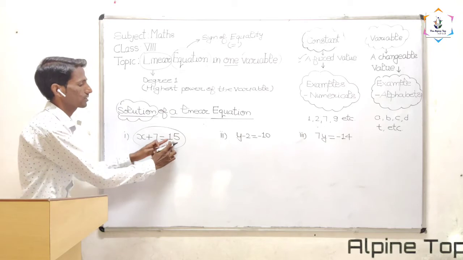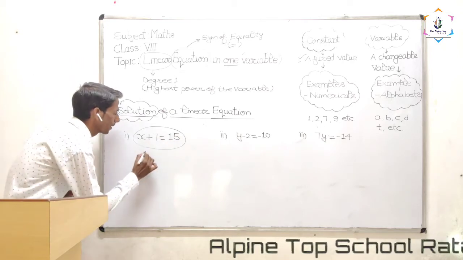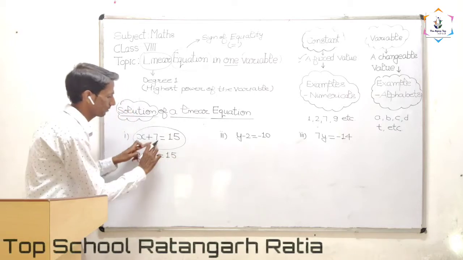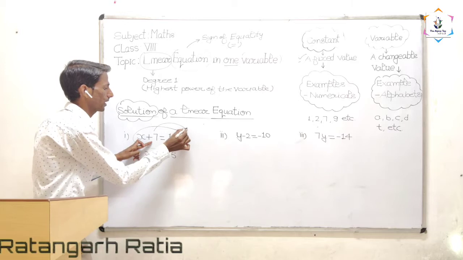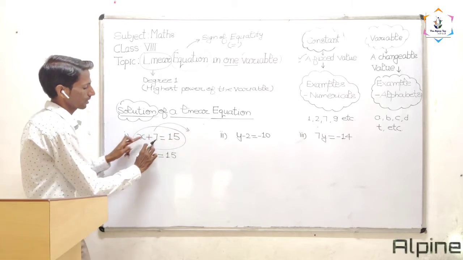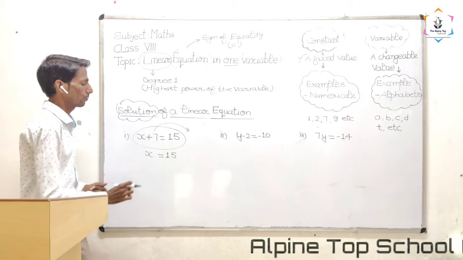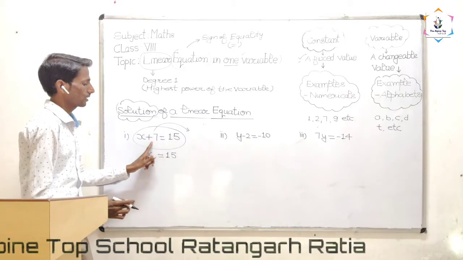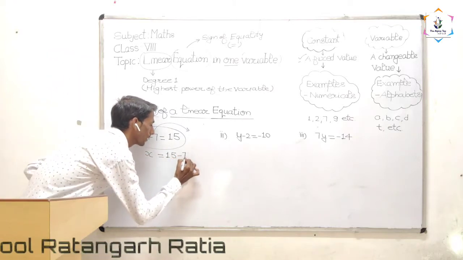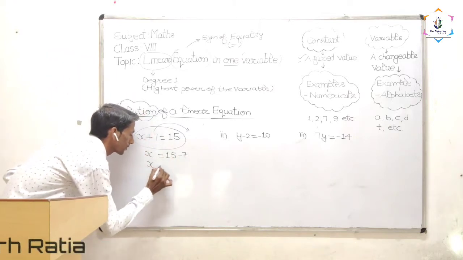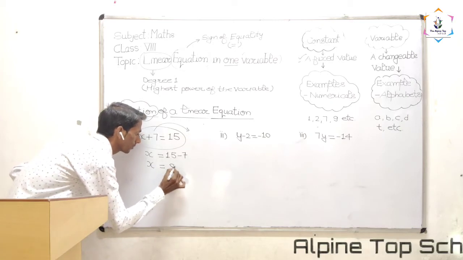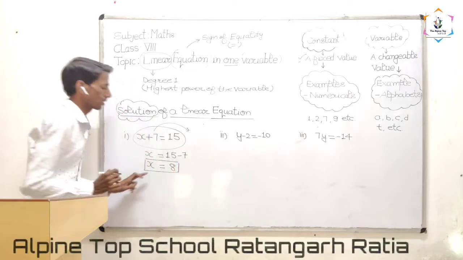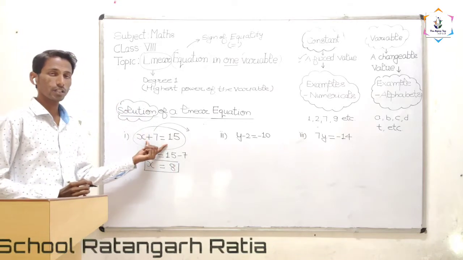x plus 7 is equal to 15. When we solve it, according to the transposition method, when you transfer this 7 from left to right, its sign will change. Here on the left hand side, 7 has a positive sign. When you transfer this 7 to the right hand side, the sign will convert into negative. After calculation, 15 minus 7, we get 8. x is equal to 8 is the solution of this particular equation.